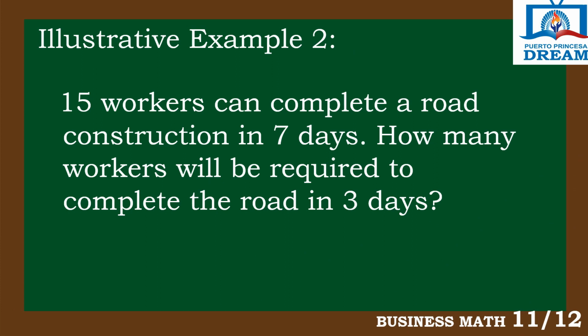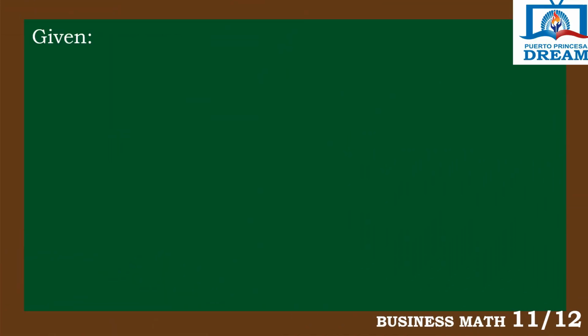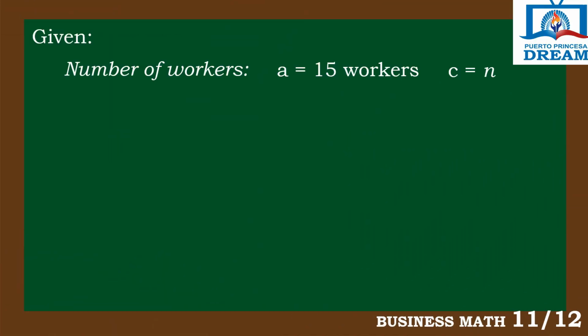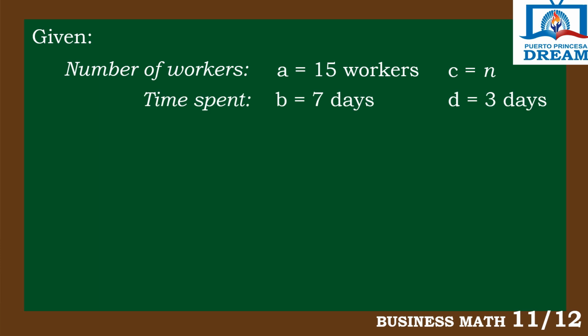Illustrative example 2. 15 workers can complete a road construction in 7 days. How many workers will be required to complete the road in 3 days? So we have the given number of workers. A is equal to 15 workers, C is equal to N, which is the unknown value. Time spent, B is equal to 7 days, and D is equal to 3 days.